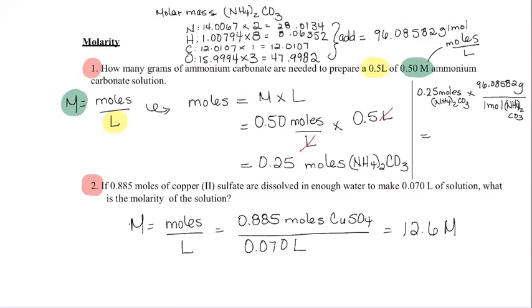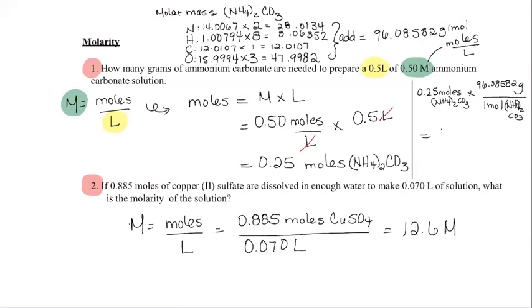Now we express it as one sig fig. Let's express that as one sig fig, because remember that 0.5 is one sig fig. So what is the final answer? It's not 24. Excellent. It is 20. Okay. So don't forget that last step.